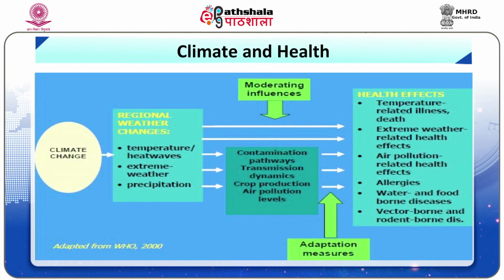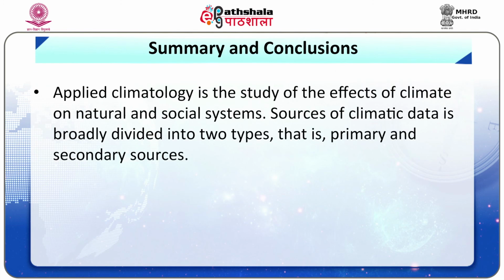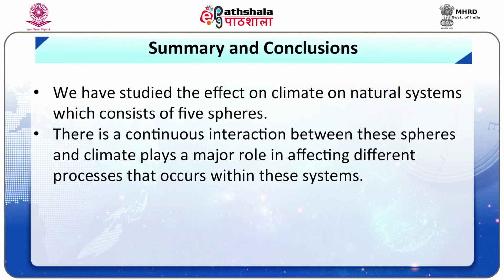Now let us sum up what we have learned so far. Applied climatology is the study of effects of climate on natural and societal systems. Sources of climatic data are broadly divided into two types, that is primary and secondary sources. We have studied the effect of climate on the natural systems, which consist of 5 spheres. There is a continuous interaction between these spheres, and climate plays a major role in affecting different processes that occur within these systems.